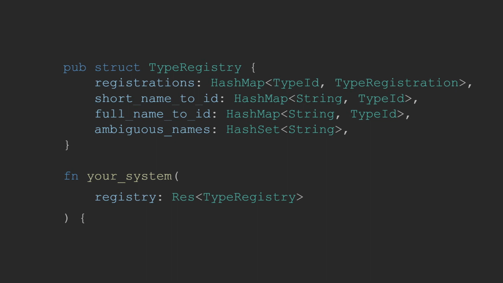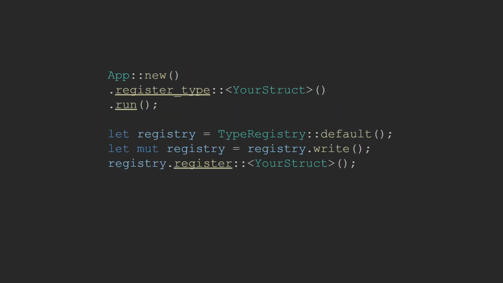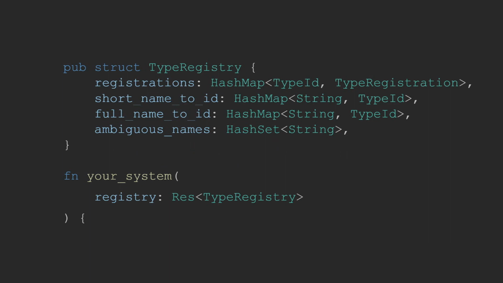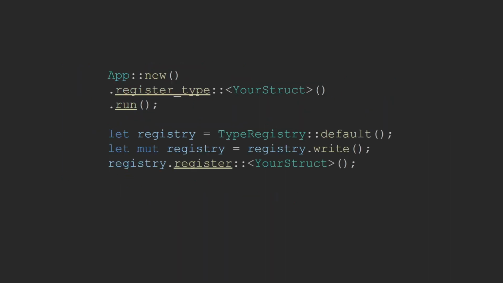The type registry is exactly as the name implies, a registry of all types that have been registered into your app. This is done by calling app.register with the type when creating your app, as long as the type implements reflect. Or later, when the app is actually created and running, you can request in a system the type registry and then register the type.